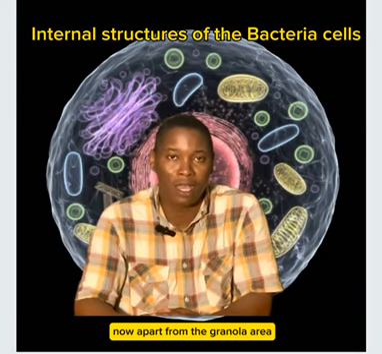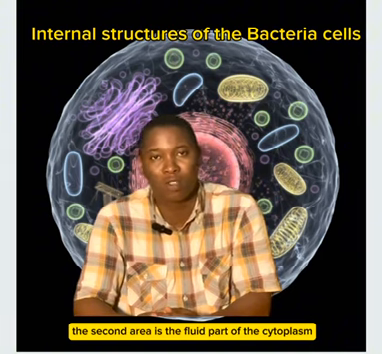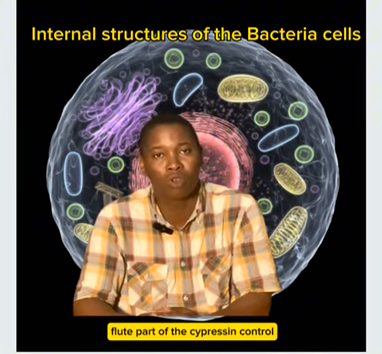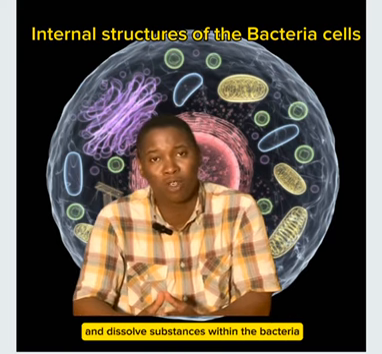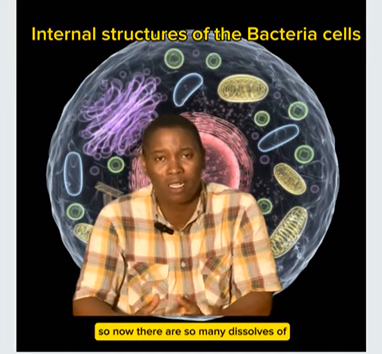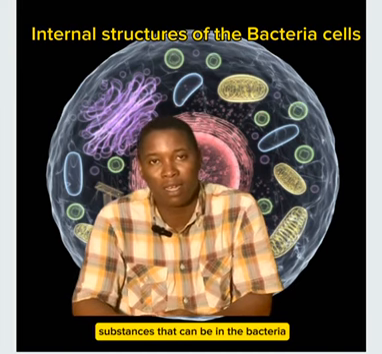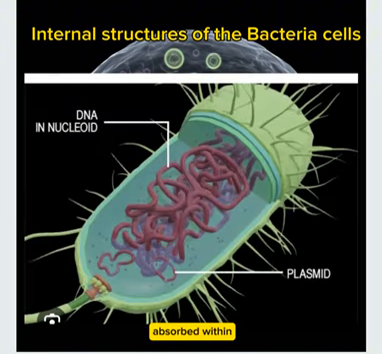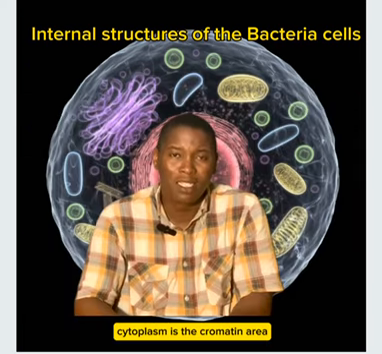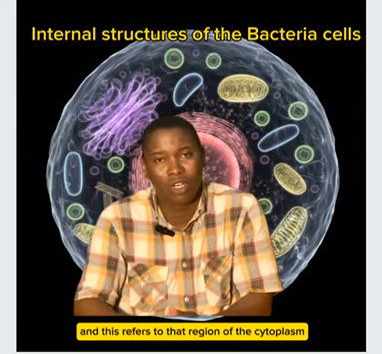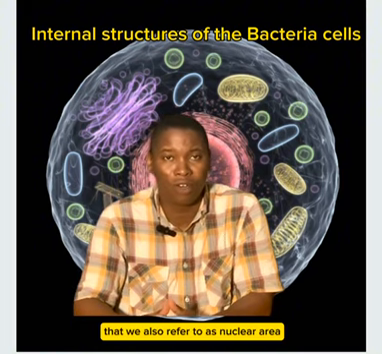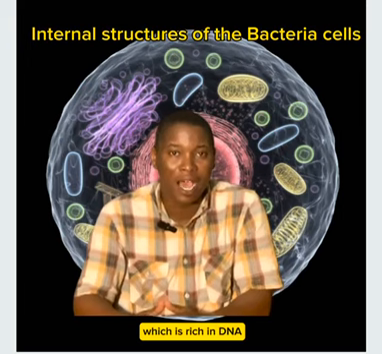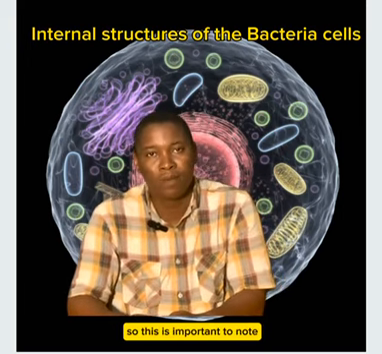Apart from the granular area, the second area is the fluid part of the cytoplasm. The fluid part contains a lot of fluid and dissolved substances within the bacterial cell. There are many dissolved substances that can be in the bacterial cell, such as proteins, starch, and glucose. All of these are dissolved within the bacterial cell. The third part of the cytoplasm is the chromatin area, which refers to that region of the cytoplasm that we also call the nucleoid area, which is rich in DNA and all sorts of genetic material. So this is important to note.